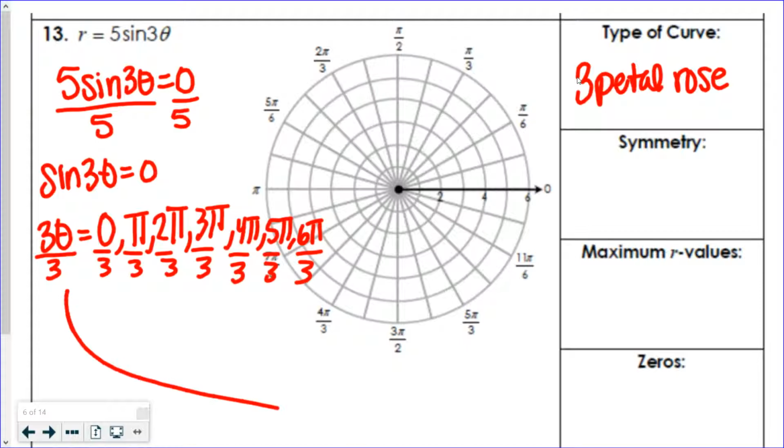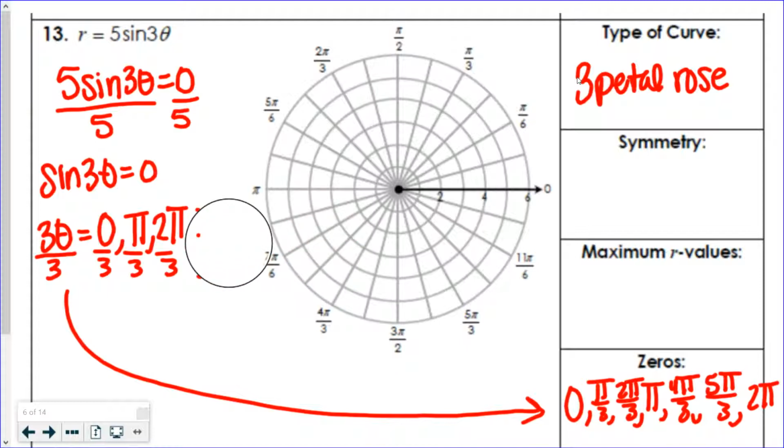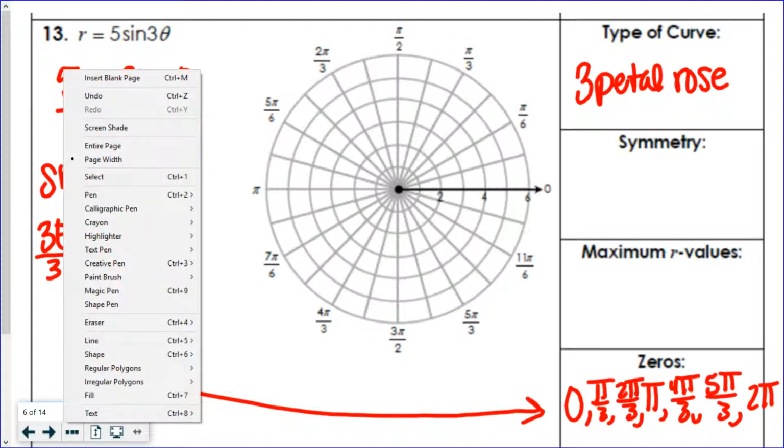Right? And these are our zeros, so I'm going to go ahead and actually put them down here. 0 divided by 3 would be 0, then pi over 3, 2 pi over 3, 3 pi over 3 is just pi, 4 pi over 3, 5 pi over 3, and then 6 pi over 3 would be 2 pi. All right, those are all our zeros, and so how does that help us?